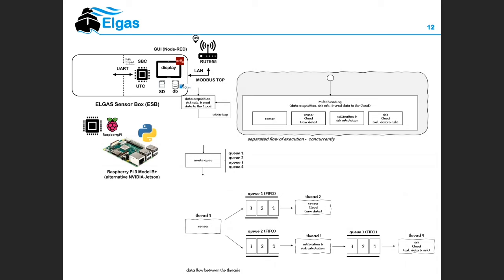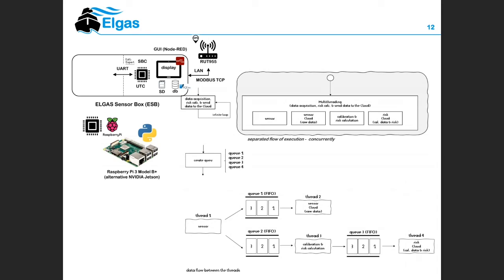The first thread is the sensor thread that will read out the UART buffer. The second thread is where you send the data to the cloud. Then we have a third thread that does the translation from raw data to calibrated data. This calibrated data will be stored by thread 4 in a database, and this database is also used for the data visualization on the display.